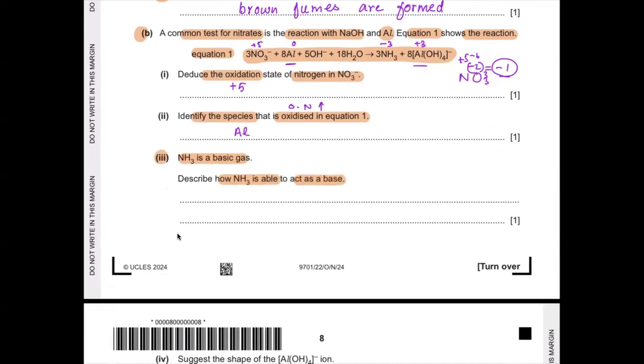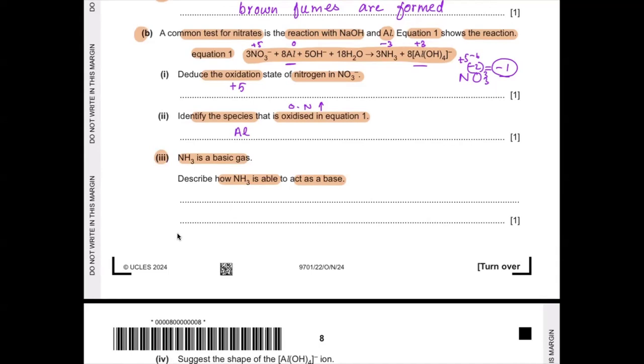Sorry, why didn't you write nitrogen? It also lost electrons. Nitrogen gained the electron. See, it changes from +5 to -3. So that's right, nitrogen is reduced. Understood? Yes, Abdullah.